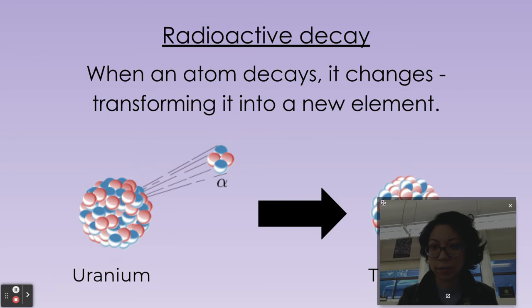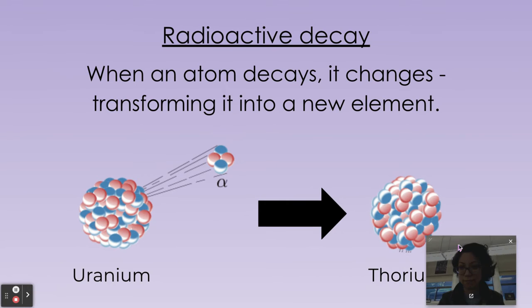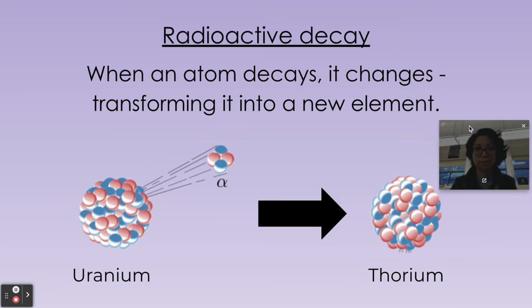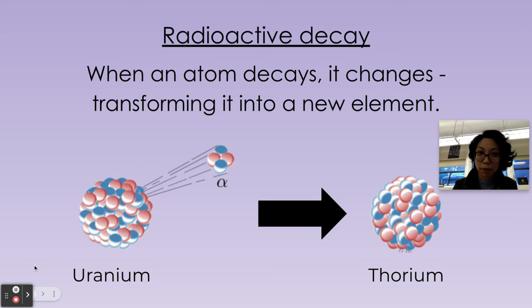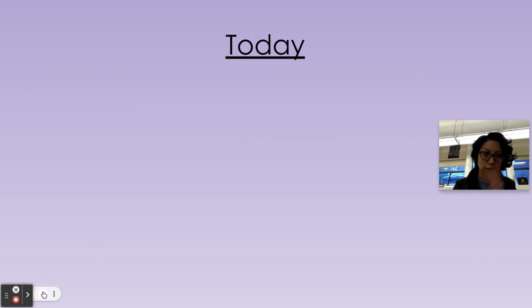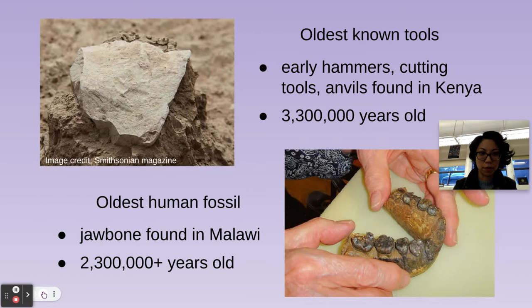So this is from the previous lesson. When an atom breaks apart because it's unstable, we call that radioactive decay. Okay, so an example is uranium breaking apart and becoming thorium. It went through radioactive decay and it became a new element.